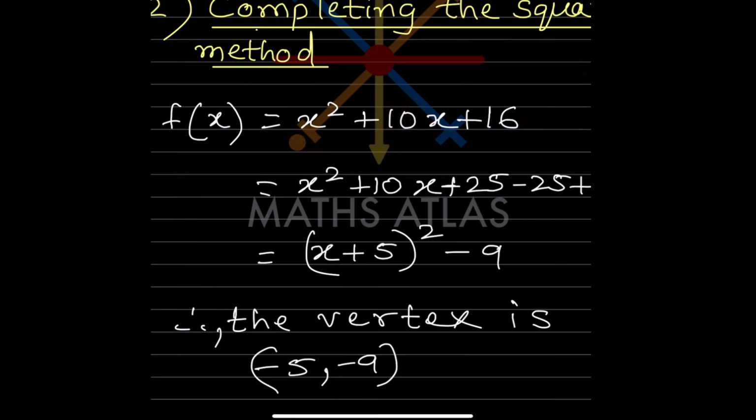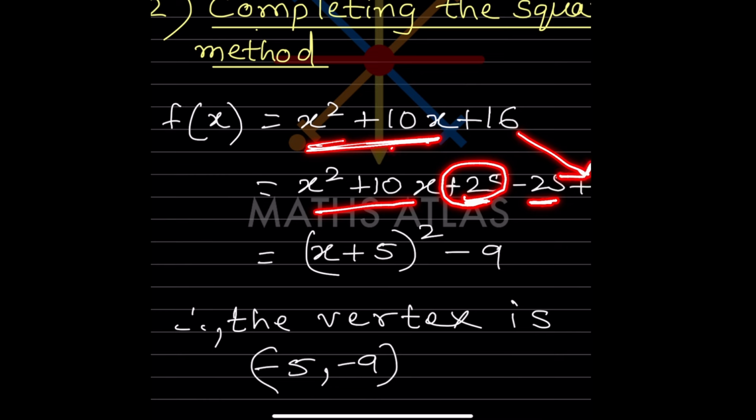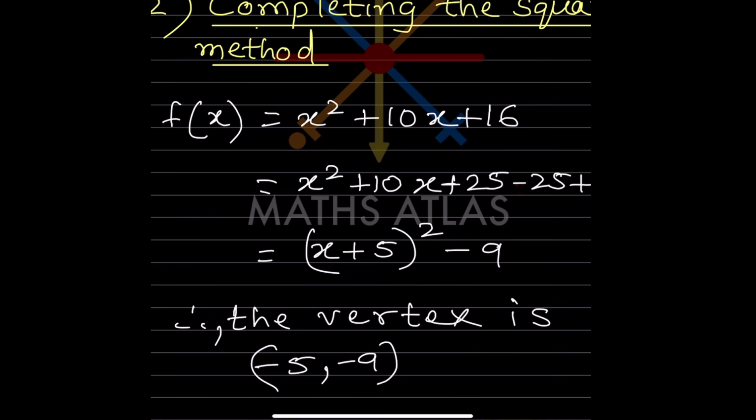So what are you going to do here? These two we consider first, and the middle term. After this you are going to write here plus 25. You know this plus 25 is extra, so we are going to write here minus 25, and this will be as it is. Now see here how to do it. First you divide by 2 and square it. So you got 5, and 5 square is 25. This plus 25 is extra, so you subtract 25 with it.